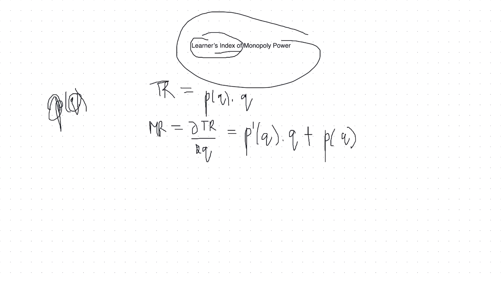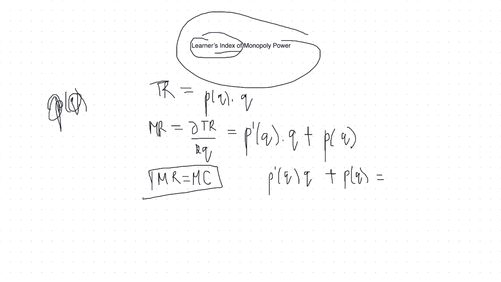Now, in equilibrium of any market, your MR has to be equal to your MC. This is an equilibrium condition of economics. So if you apply this condition, P'(Q) into Q plus P(Q), where P is a function of Q, not P into Q, equals small c. This small c is MC, so you are given that your MC is equal to small c.